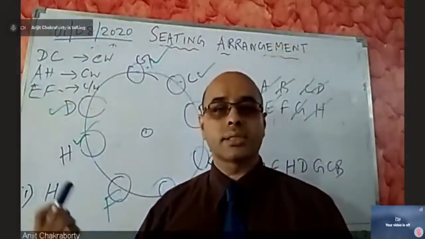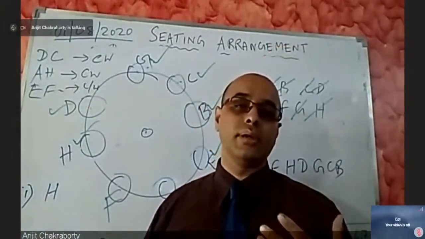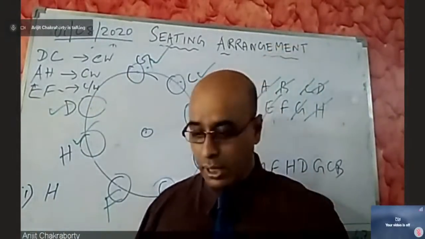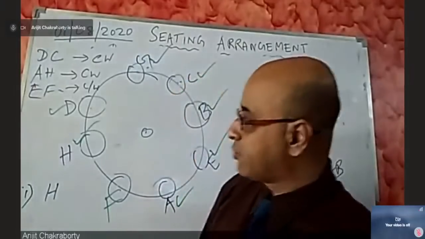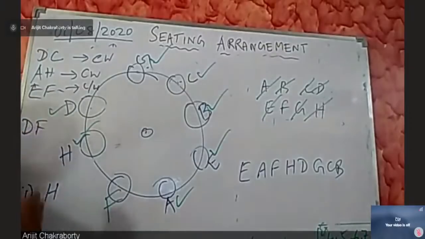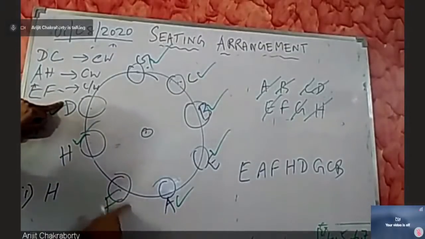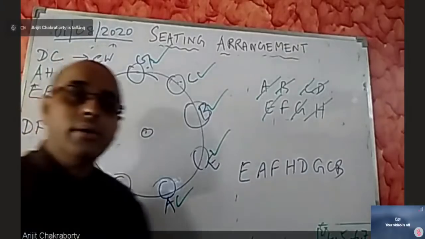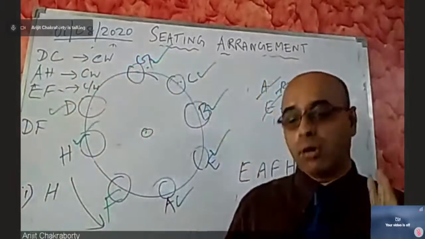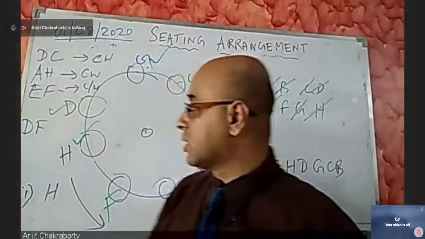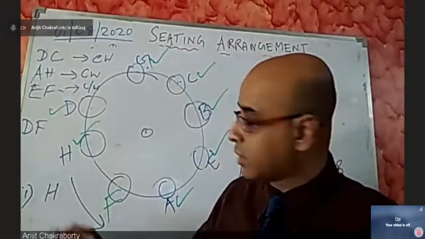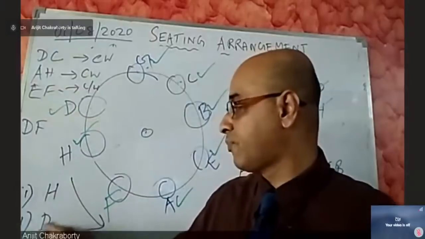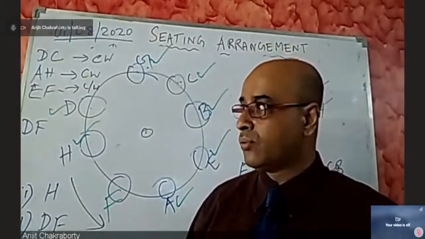So we can easily understand the fourth one has to be the odd man out. Let's see the fourth one. Fourth one is DF. Let us analyze DF. D is here but F is here. So it is anti-clockwise, in this direction. So DF is the odd man out and the answer to the second question is DF. Fine, I think it is clear.